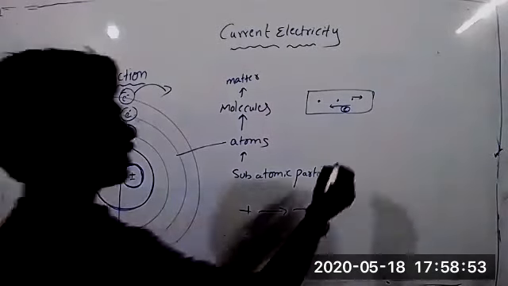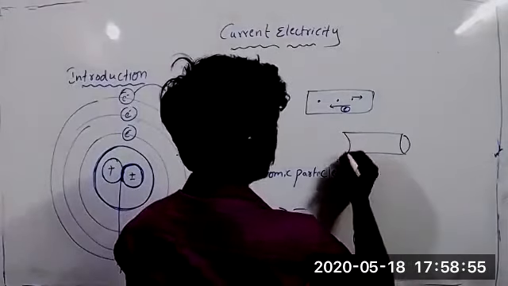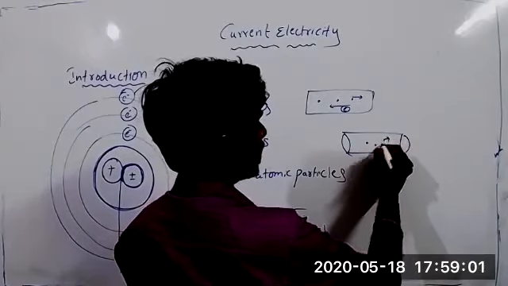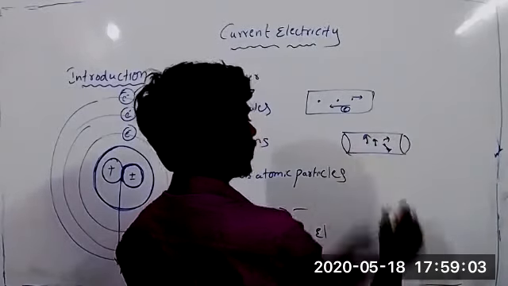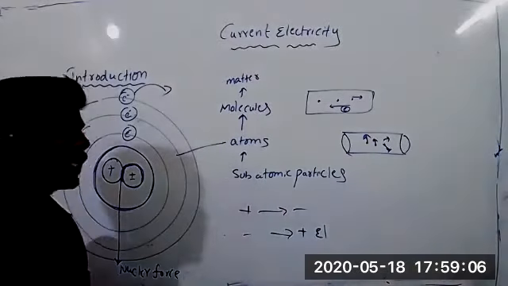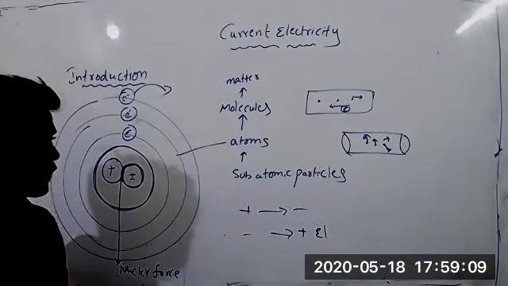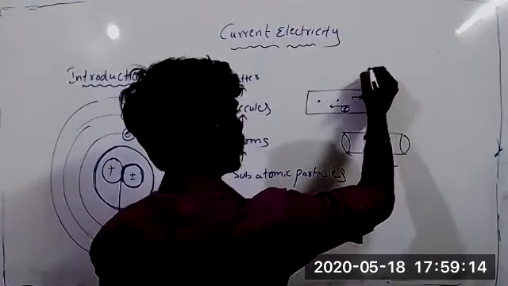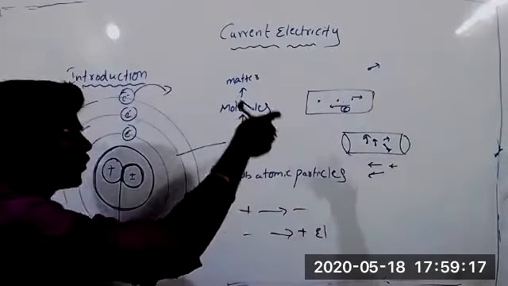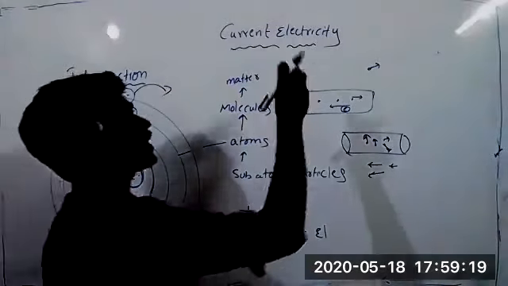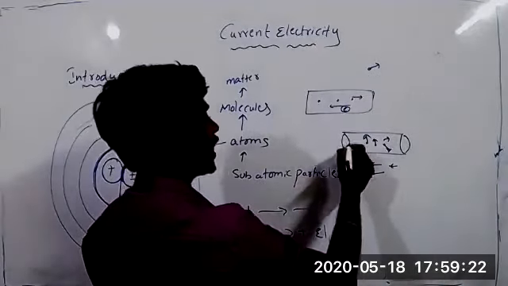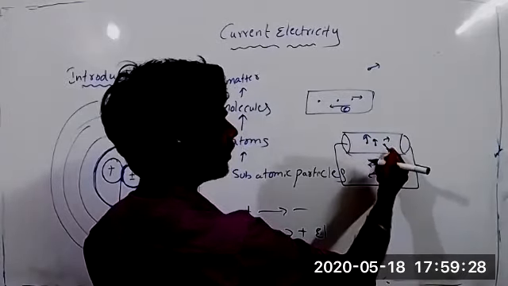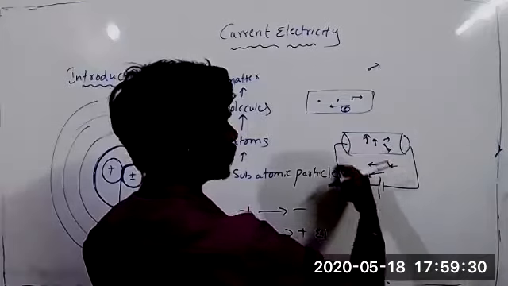Suppose you take an ordinary metal, a conductor, and don't apply anything. In this conductor there are electrons, and these electrons move randomly. The random movement of electrons cannot cause any current. To cause current, electrons should move in a particular direction. You have to apply some external energy. If I apply a potential difference, then these electrons will travel in a particular direction, from negative to positive.